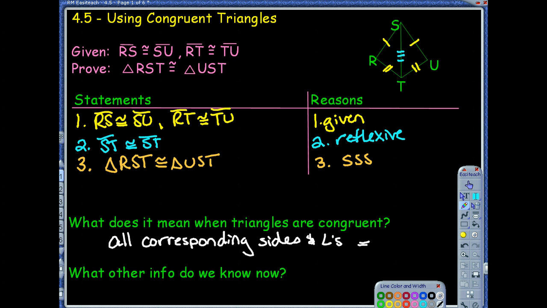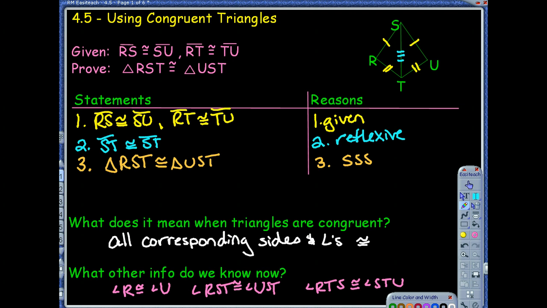So in this case, I proved the triangles are congruent with the shortcut, the theorem or postulate, because I had three congruent pairs of sides. But technically, because we know that the triangles are congruent, we know more pieces, right? Now that we know these triangles are congruent, what else do we know? We already said all the sides were congruent, but I also know all the corresponding angles are congruent. So, for example, angle R will be congruent to angle U, and then angle RST is going to be congruent to angle UST, and then angle RTS is congruent to angle STU.